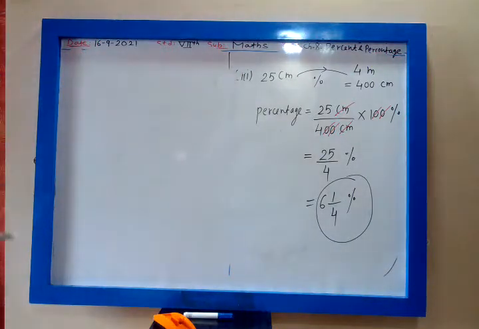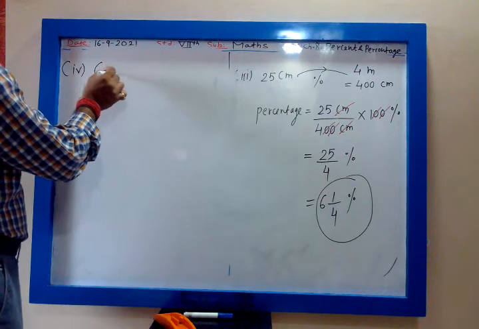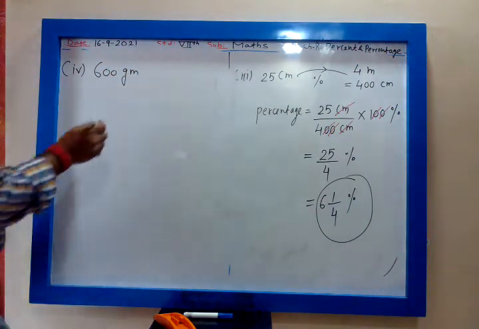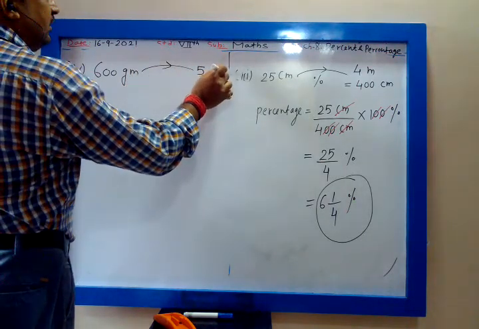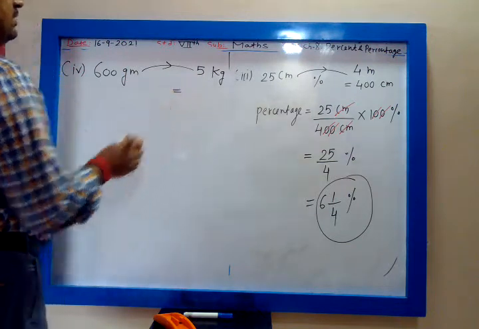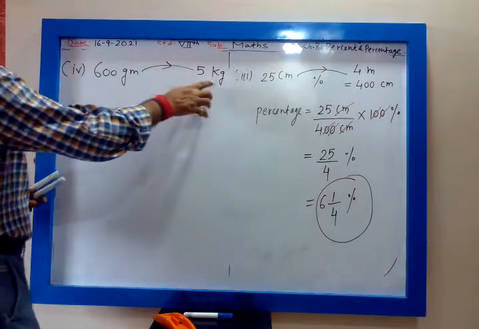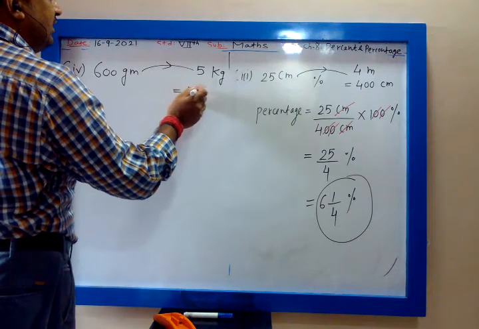Chalo, next one is 600 gram out of 5 kg. So this is gram and this is kg. 1 kg is 1000 gram. So 5 kg is 5000 gram.